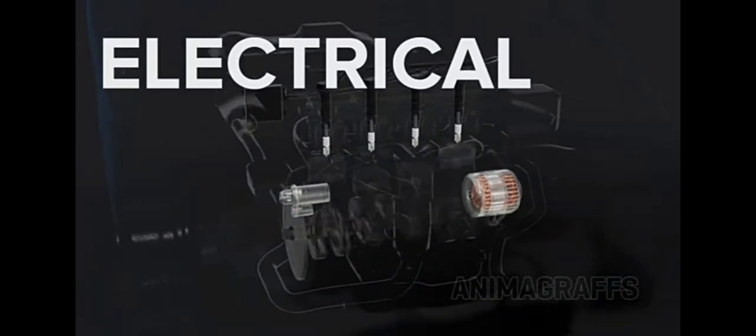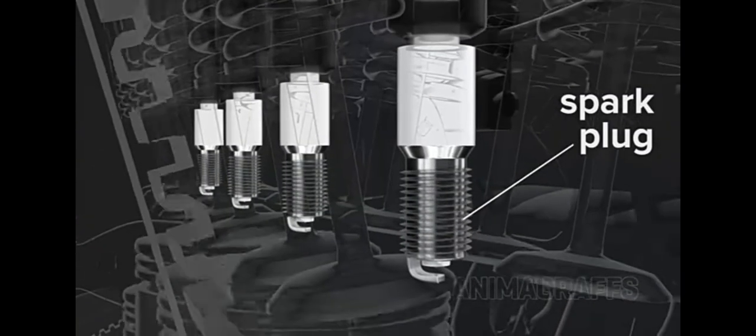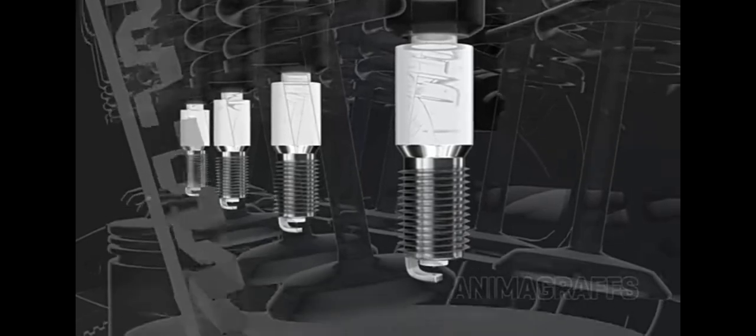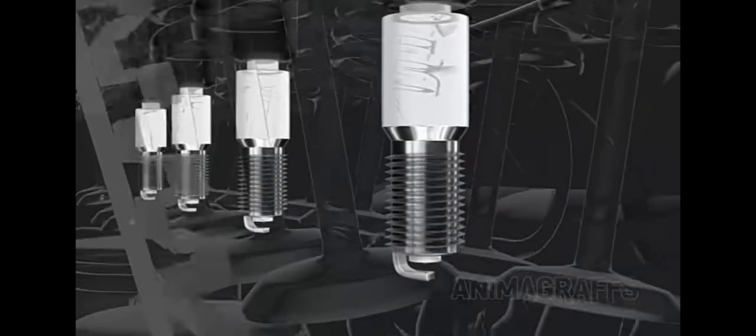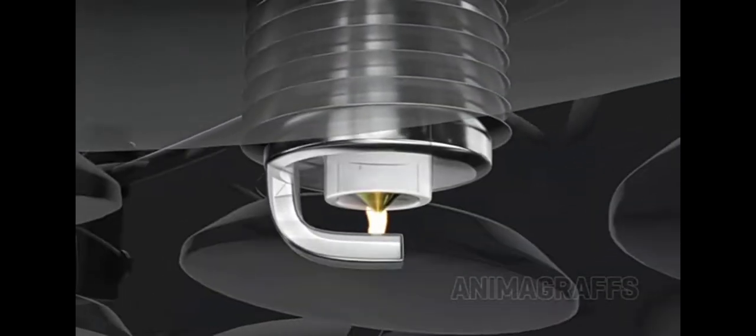Electrical. The spark plug delivers the electrical spark that ignites the fuel-air mixture for combustion. The metal core is insulated from the outer metal casing with porcelain. The spark jumps between these conductive surfaces.